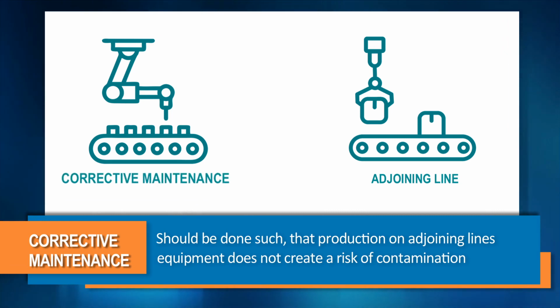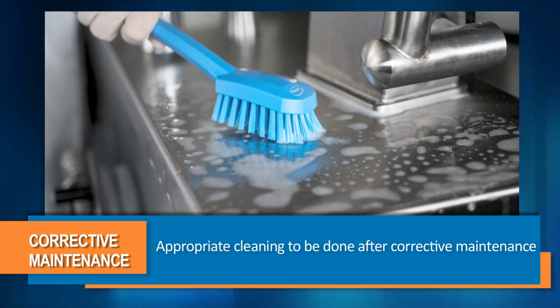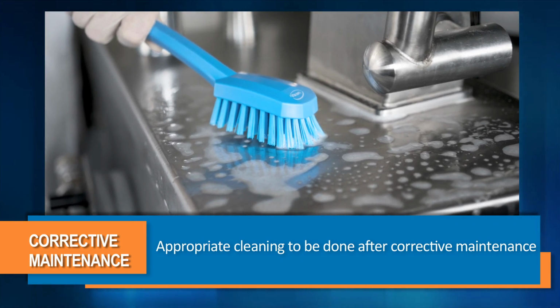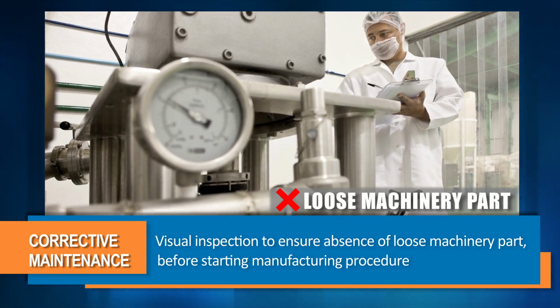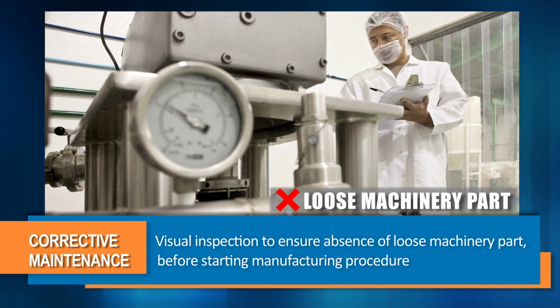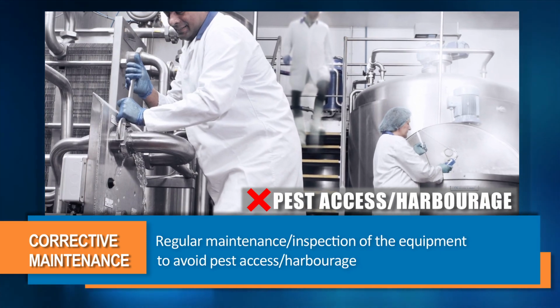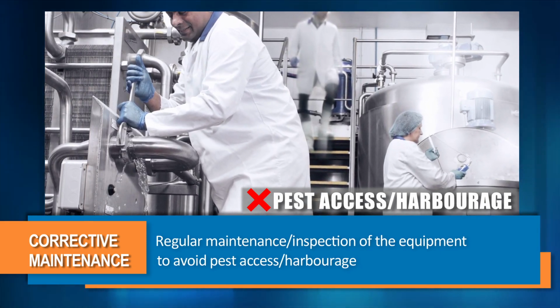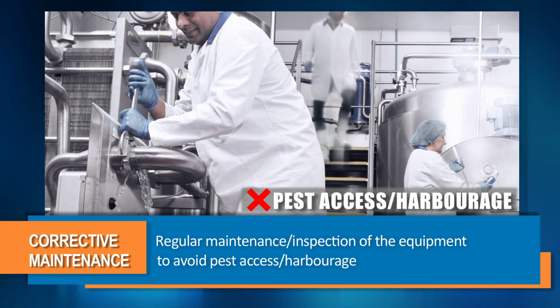Corrective maintenance shall be carried out in such a way that the production on adjoining lines or equipment does not create a risk of contamination. Appropriate cleaning shall be done after carrying out corrective maintenance. Visual inspection should be done to ensure absence of any loose machinery part before starting the manufacturing procedure. Regular maintenance and inspection of the equipment shall be done to ensure they do not provide pest access or harborage.